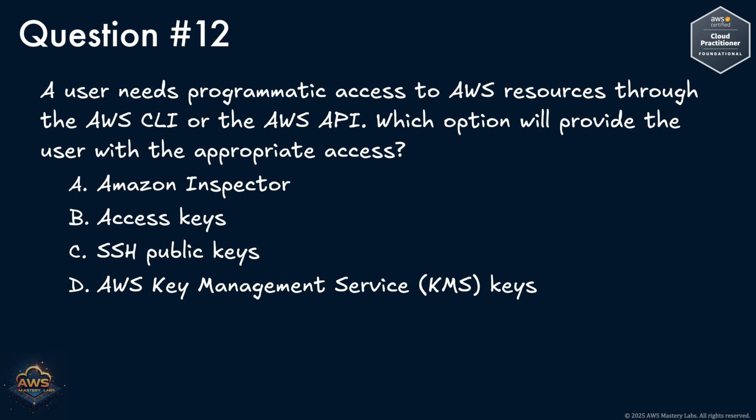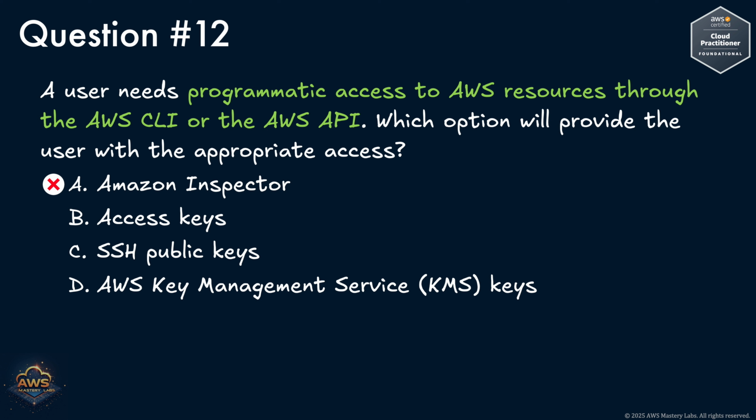A user needs programmatic access to AWS resources through the AWS CLI or the AWS API. Which option will provide the user with the appropriate access? Let us identify and interpret key phrases in the question that will help with answering it. Programmatic access to AWS resources through the AWS CLI or the AWS API. That tells us we're not dealing with web-based console access, but access from code, scripts, or automation tools. So, we're looking for a mechanism that authenticates a user or application to make API calls to AWS services.